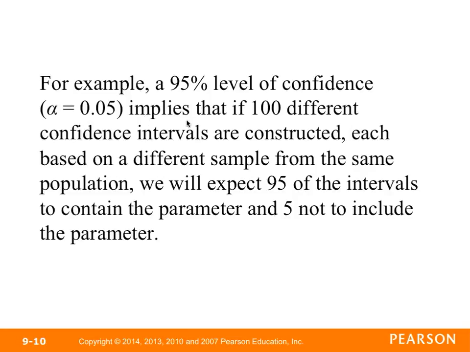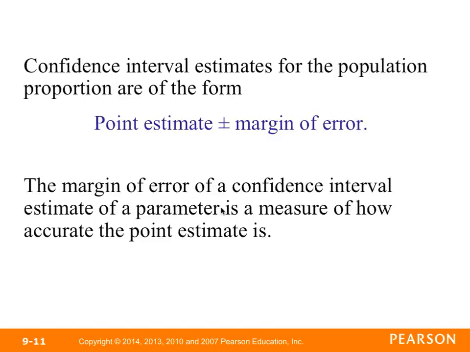What this implies is that if 100 different confidence intervals were constructed, each based on a different sample from the same population, so we took 100 separate samples, we would expect 95 of those 100 intervals to actually contain the parameter, and 5 would not. The whole idea is that this isn't perfect. When we take a sample, we do the best job that we can, but nothing's ever going to be perfect. So we end up with an interval, and hopefully our interval contains our true population parameter. But with a 95% level of confidence, we would expect 95 of our 100 intervals to contain the parameter and 5 not to.